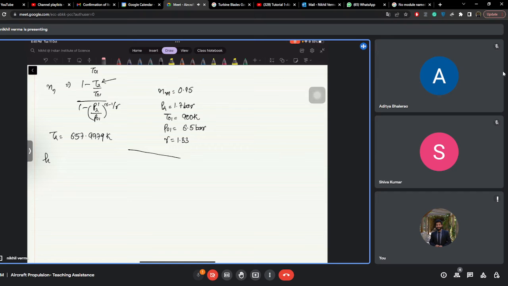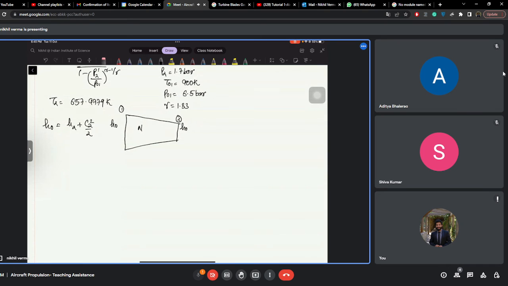Now from here you can calculate the velocity. So this is your nozzle. This H naught should remain the same across the inlet and the outlet. This is 1, this is 2. H naught should be equal to H2 plus C2 square by 2. So H naught is T naught, that is 900, so 900 minus 657.9779, into 2 into Cp, which is 1.147 into 10 to the power 3, all under root. This is C2.